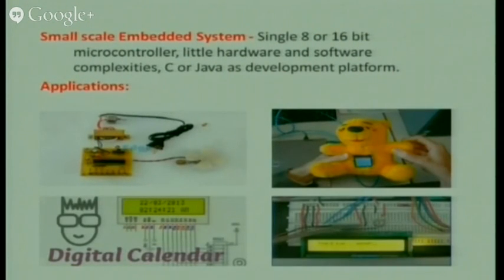This small scale embedded system comprises a single 8-bit or 16-bit microcontroller. For an 8-bit microcontroller we can have the 8051 microcontroller, and for a 16-bit microcontroller we can have the PIC microcontroller. So it may involve some little hardware and software complexities. In that case, C or Java will be used as a development platform to generate the firmware, which is the application software of that particular hardware which we have used for the small scale embedded systems application.